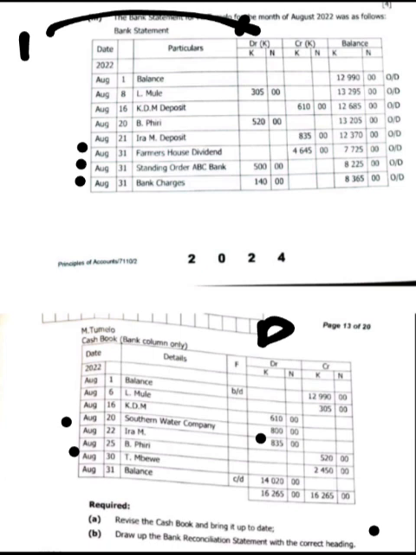Then lastly, the method I'm going to show you, which you should always use, is the simplest. So after we are done with making this transaction, the balance we should get is this one for the bank statement, which is 8,365. If you get a different answer from this one, which means your answer is wrong.